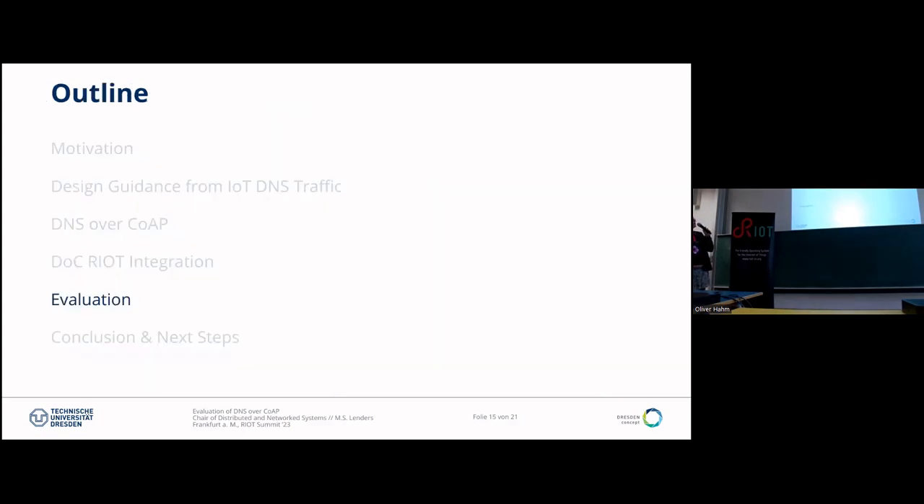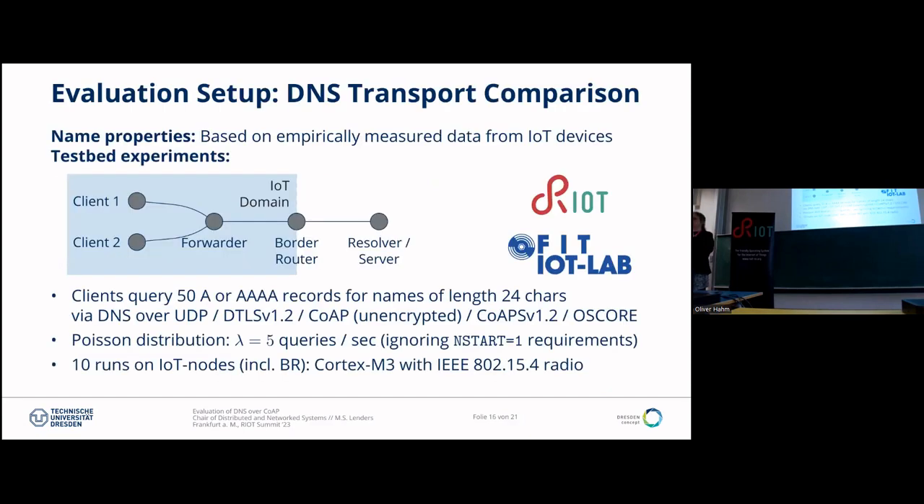So, evaluation. For that, we use the IoT Lab. Those who were at the tutorial this morning already know that. And we base our main properties on what we saw in the empirical study with all the names. So we picked the length 24 because it was the mean and the median, and sent queries for A and AAAA records over UDP, DTLS, CoAP, and OSCORE, via a forwarder and a border router to a resolver. And we sent on average 5 queries per second with a Poisson distribution.